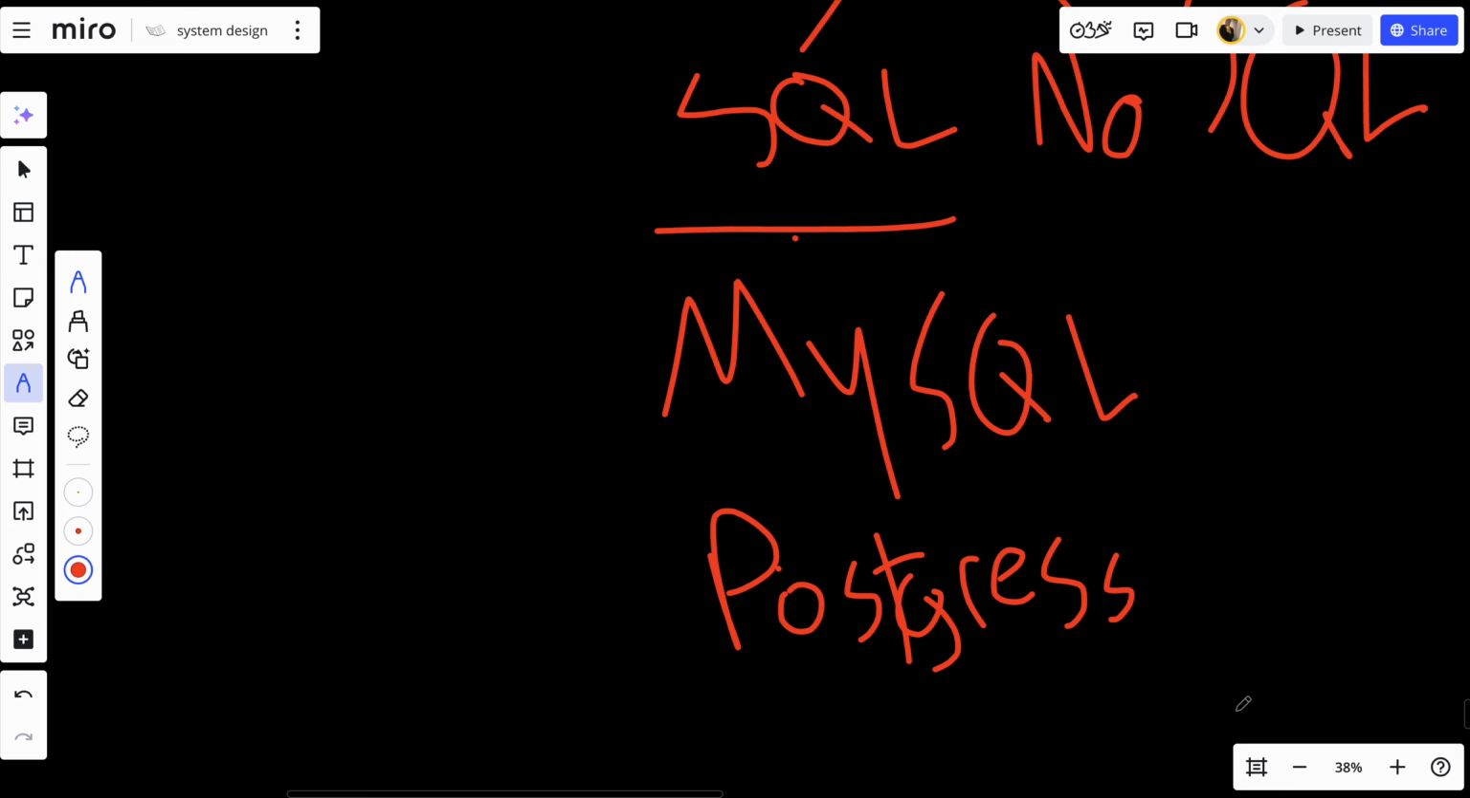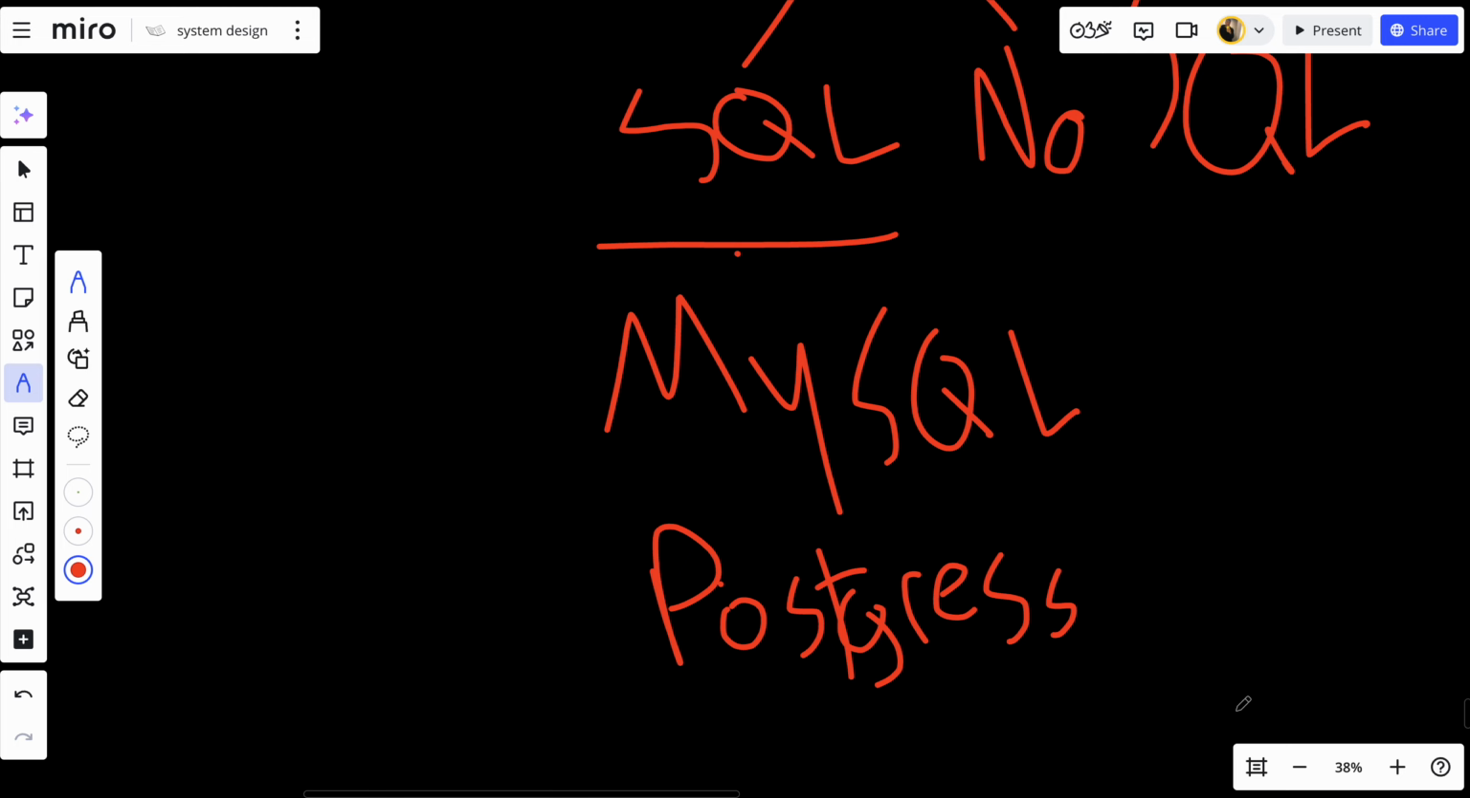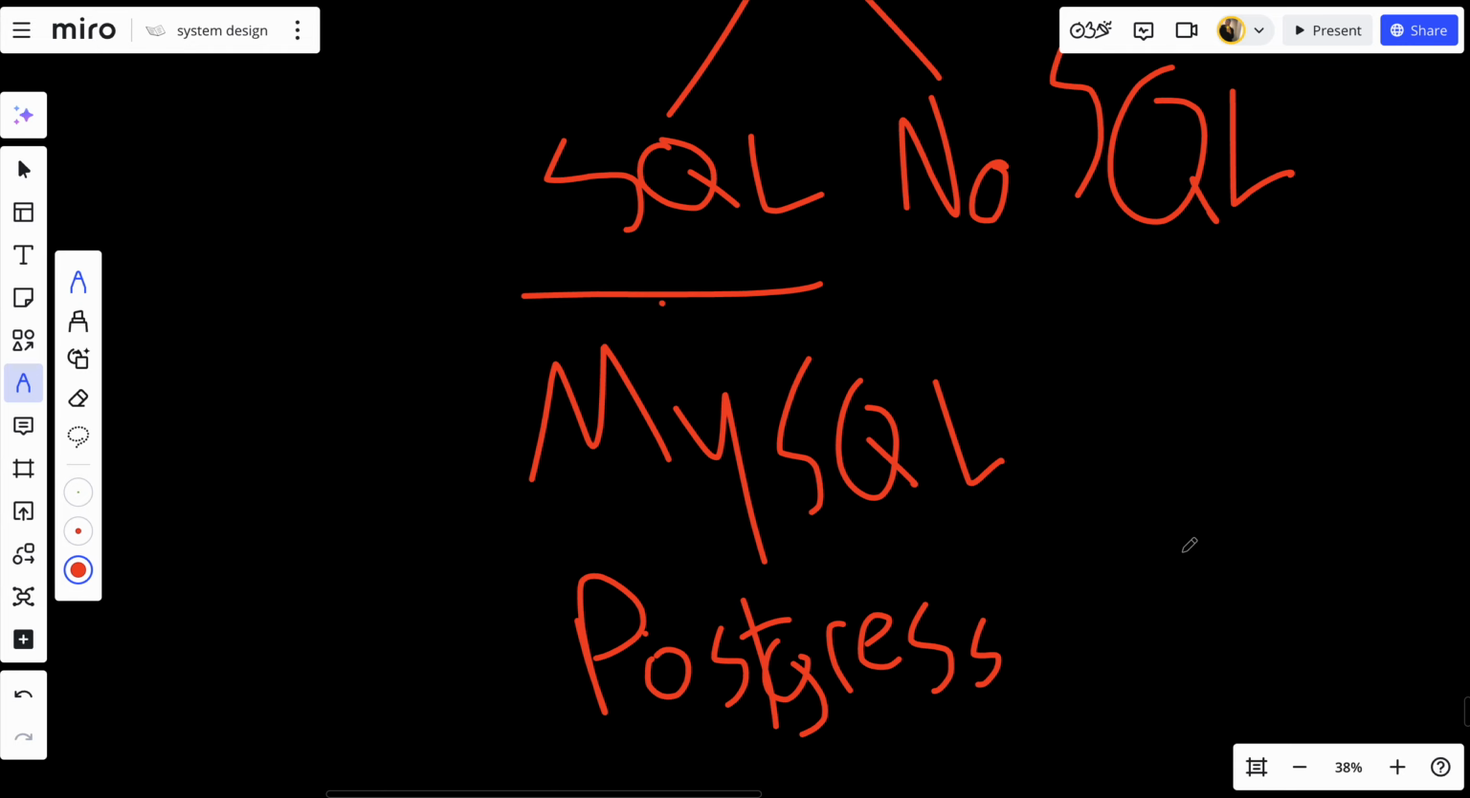Yeah, PostgreSQL. They are a great choice when your data is structured and relationships between entities are important, like a financial system, a traditional e-commerce platform, or a health system, where consistency is really important.